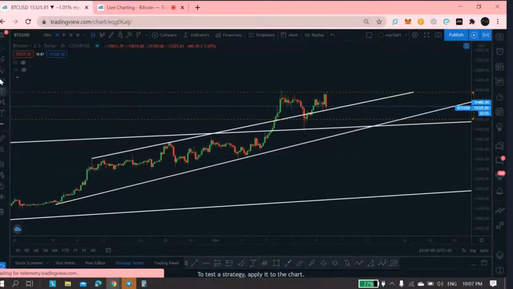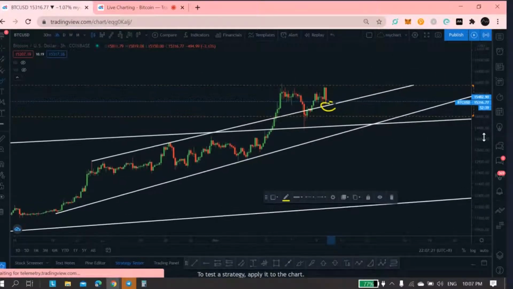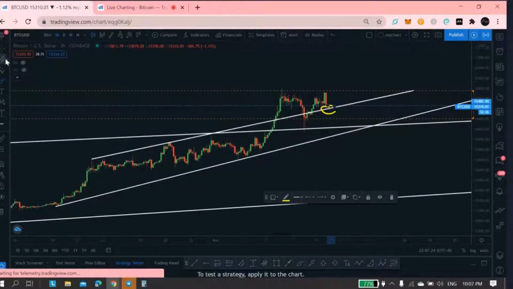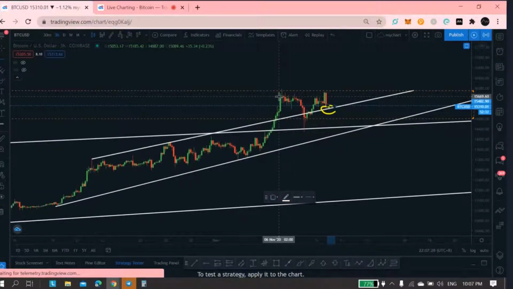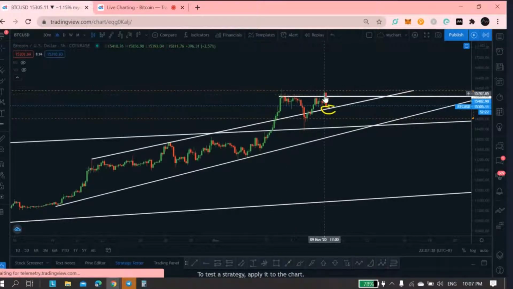So let's see if this holds. As long as it holds, I think we're still in the bullish trend. This previous resistance now becomes the support area. Because if you look at it, this is the previous high, the year-to-date high. And it broke that a few minutes ago.